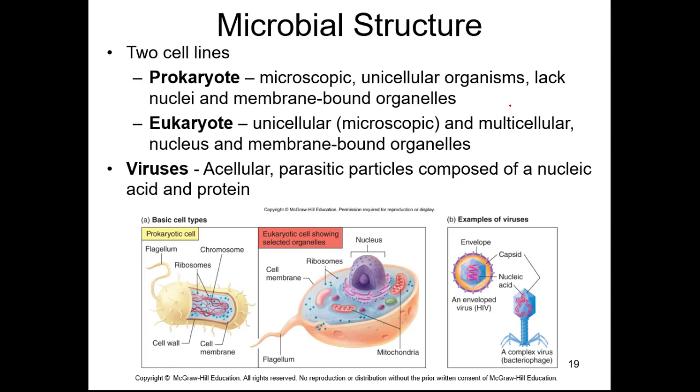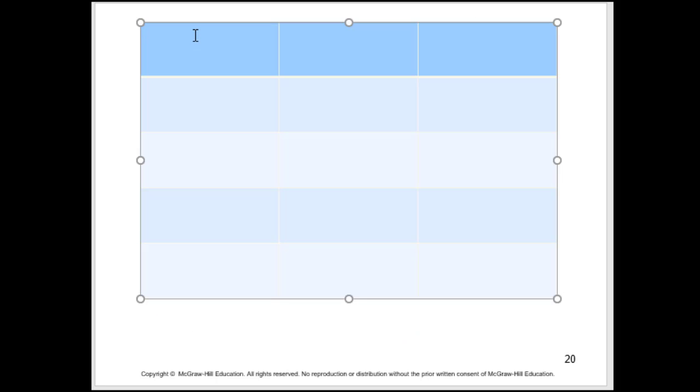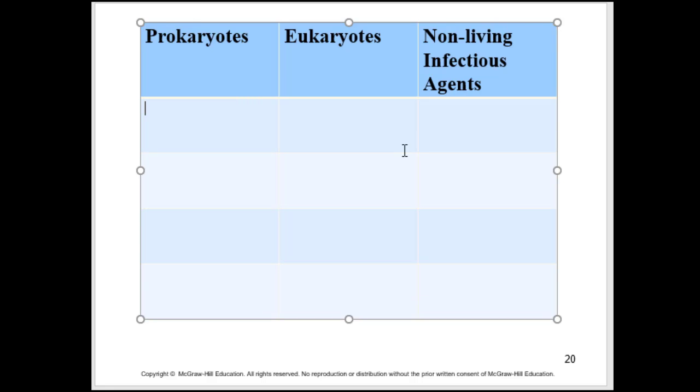When we think about microorganisms, we really classify them into three main groups. The living microorganisms are either prokaryotes or eukaryotes. And then the non-living microorganisms, such as viruses, we're going to call acellular parasites. Remember, I always like to make a table. I'm a table person. So let's make a table comparing these three groups of microorganisms: the prokaryotes, the eukaryotes, and what I'm going to call the non-living infectious agents.